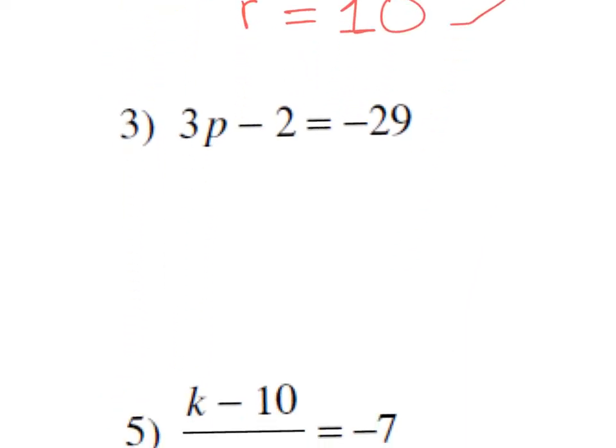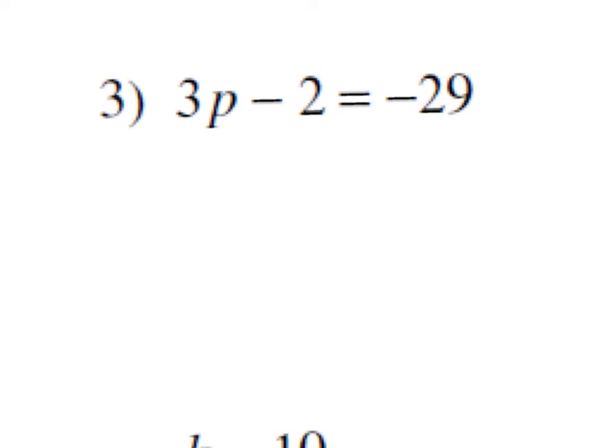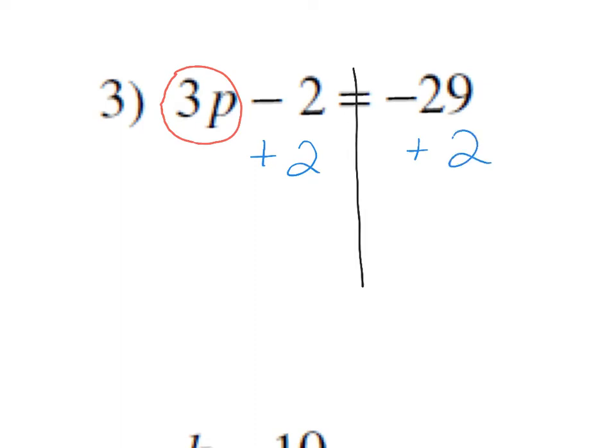I'm going to move on down to problem 3. Following the same process, draw my fence, circle my variable term. Now on the outside of my variable term, I have a minus 2. So to cancel the minus 2, I'm going to plus 2, plus 2, again on both sides of the equal sign. My 2's cancel. I'm left with just a 3p. I'm going to carry down my equal sign.